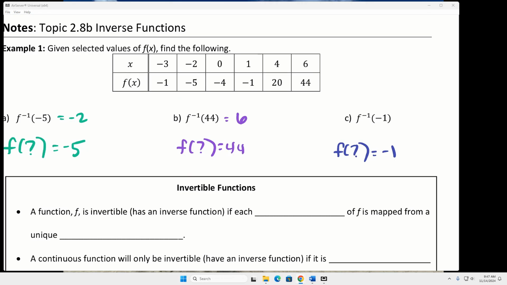You can't, because there's two values. Whenever you have a function, you put one thing in, you get one thing out. In this case, you would get two things out, and that's a problem. That is because this function is not invertible, and that means that it doesn't have an inverse function. It has an inverse relation. It doesn't have an inverse function.